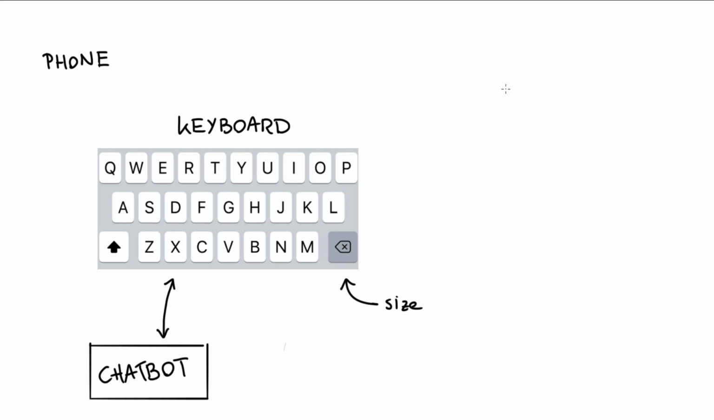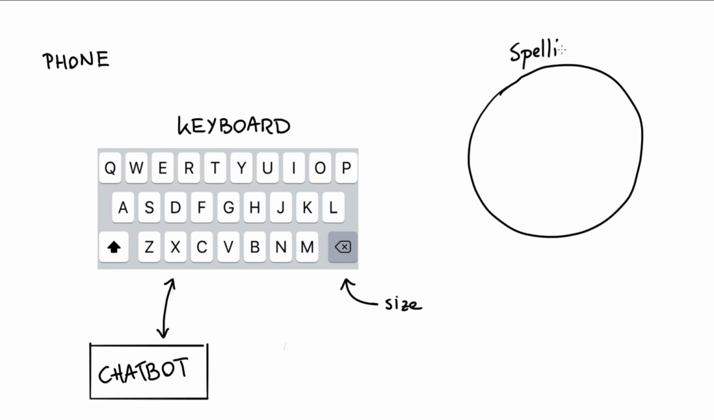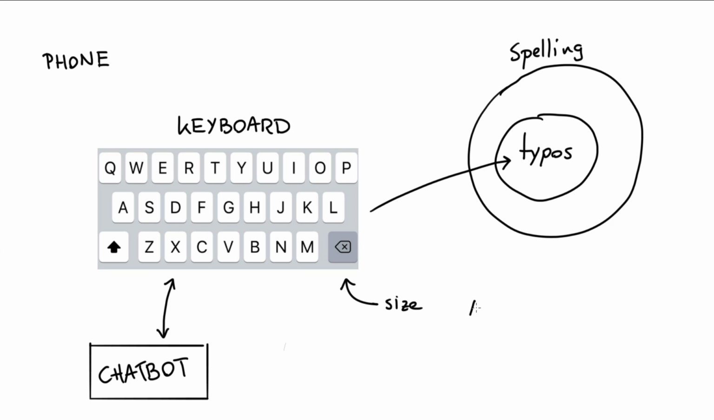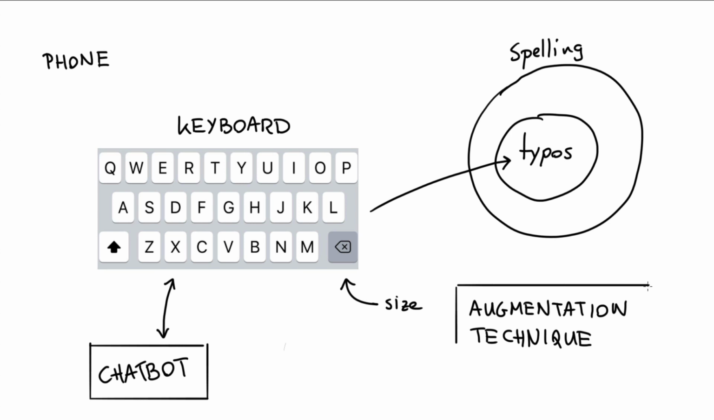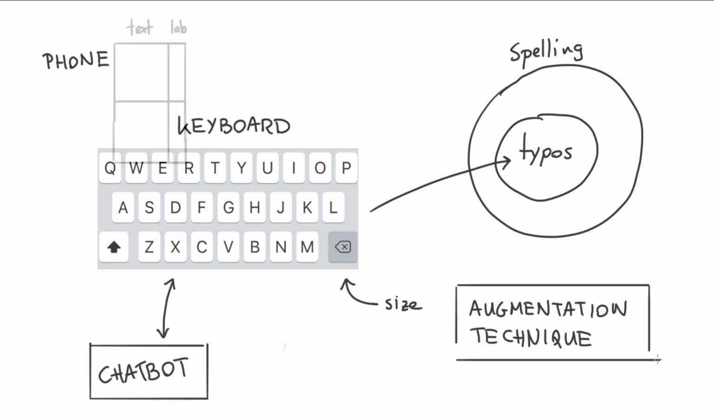And let's be explicit. If this big circle over here represents all the different kinds of spelling errors that are possible, then we need to admit that typos are but a subset of those spelling errors. But especially on a mobile phone, I would argue that this is a relevant problem to focus in on. So what I would like to do in this video is talk about an augmentation technique, as well as a benchmark that might make you more robust against keyboard typos. So let's talk about the experiment that I did.